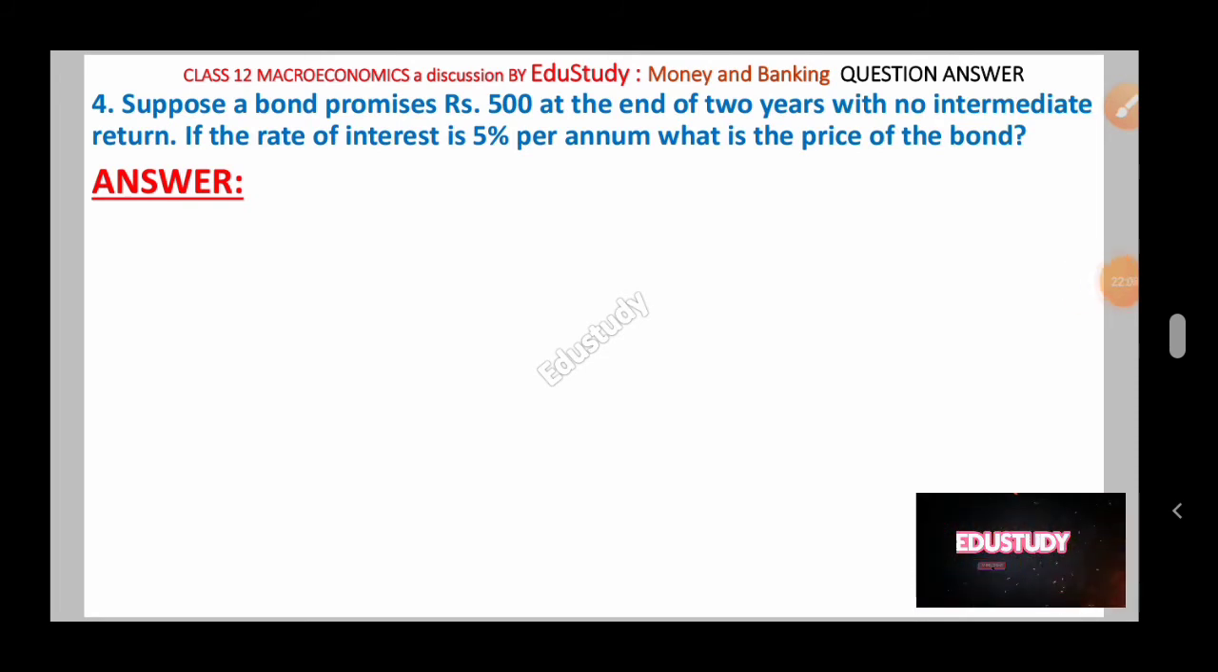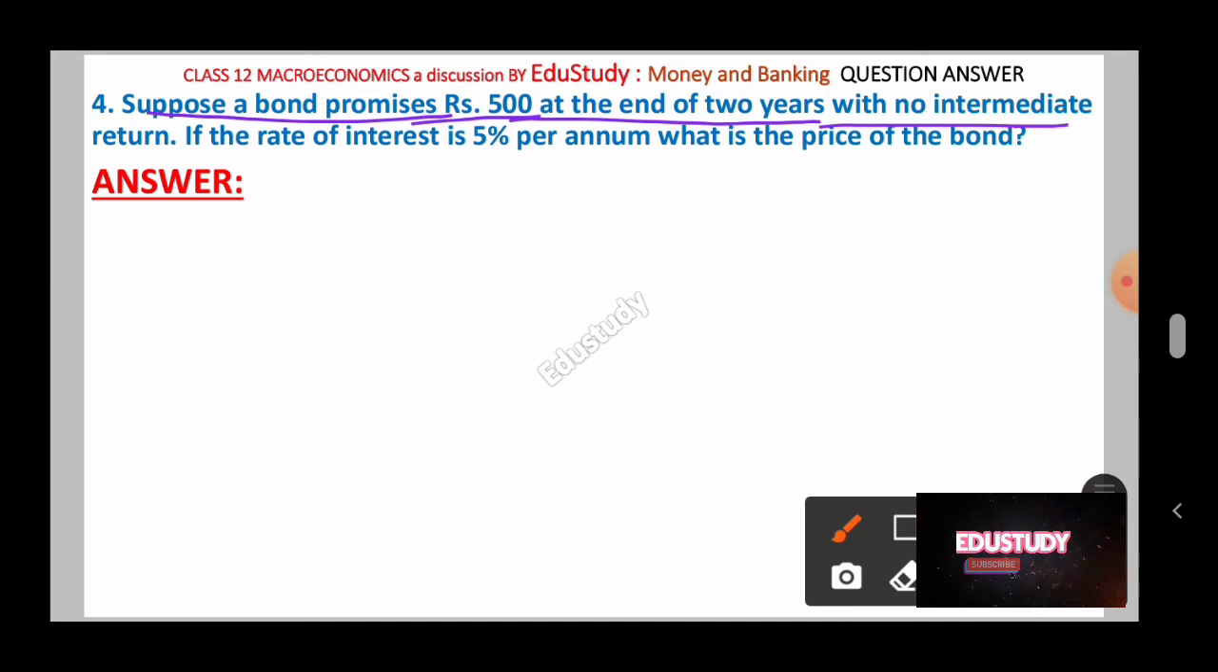In question number 4, it is given: suppose a bond promises rupees 500 at the end of 2 years and with no intermediate return. If the rate of interest is 5% per annum, what is the price of the bond?